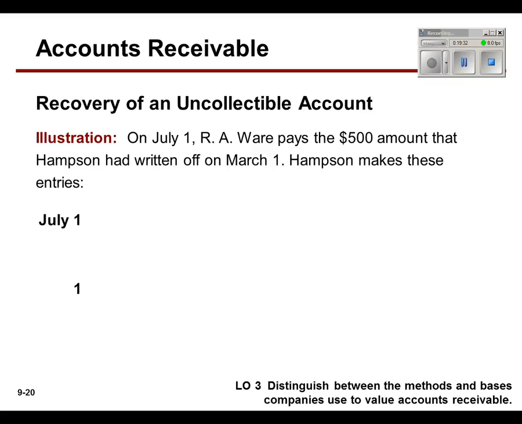What's happening on July 1? Who showed up at our door with a check? This guy. R.A. Ware, who we previously had written off, knocks on our door and says, sorry, here's my money. I tried to run. It caught up with me. Here's my money. Mitchell, because he's gone.